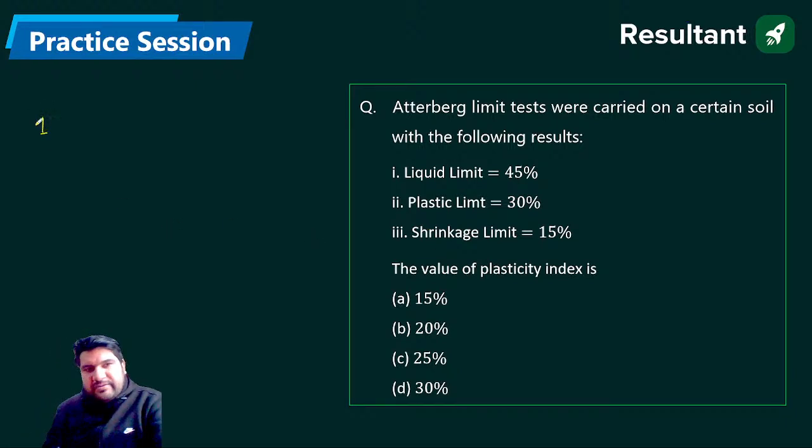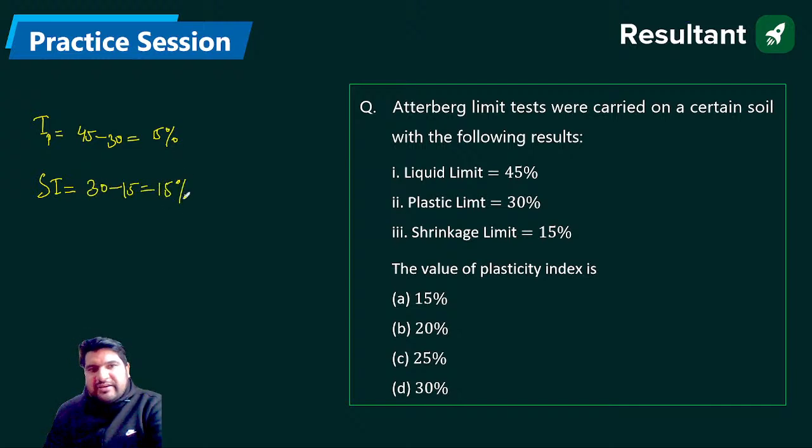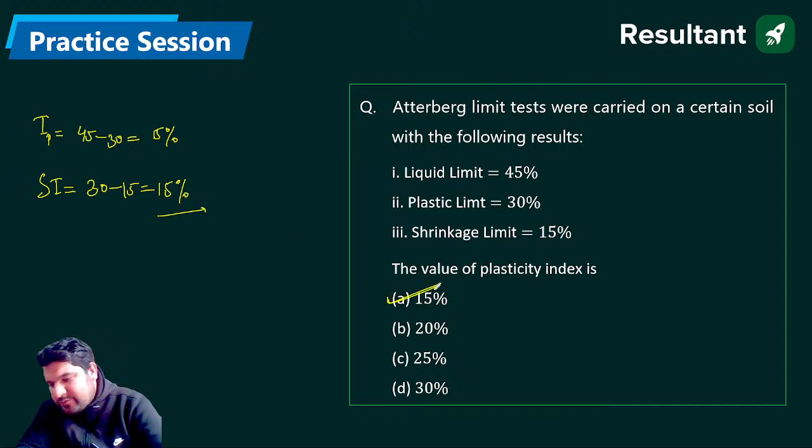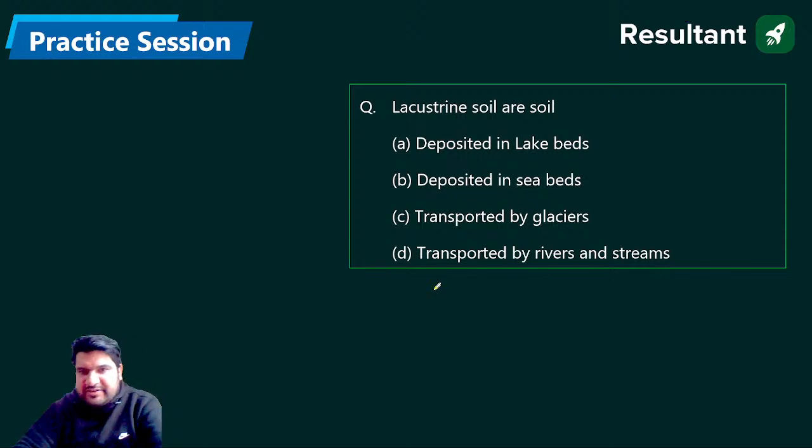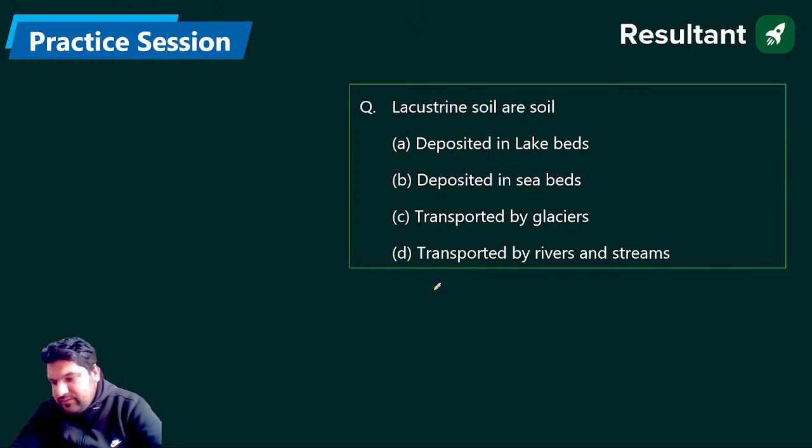Simply, IP is liquid limit minus plastic limit. So the liquid limit is 45 minus the plastic limit 30, and the IP value will be 15%. What is the shrinkage index? The shrinkage index is simply plastic limit, that is 30, minus shrinkage limit, that is 15, and the shrinkage index is also 15. So we will go with answer A. Absolutely correct, IP minus IS.